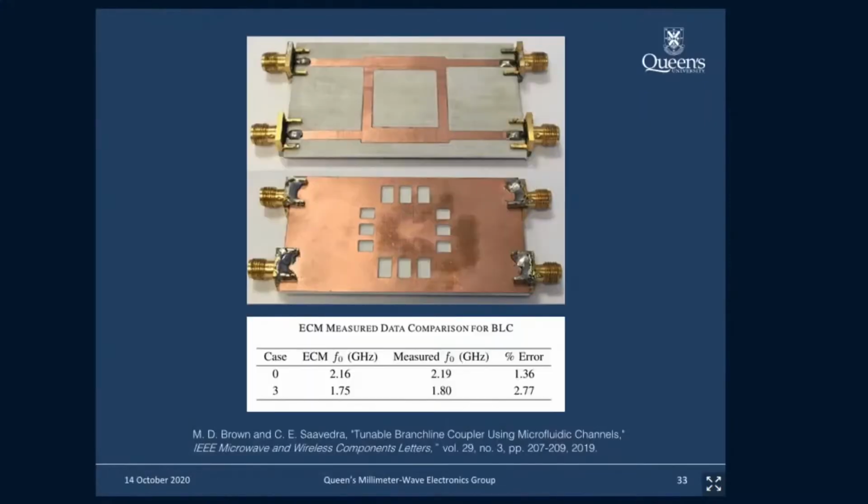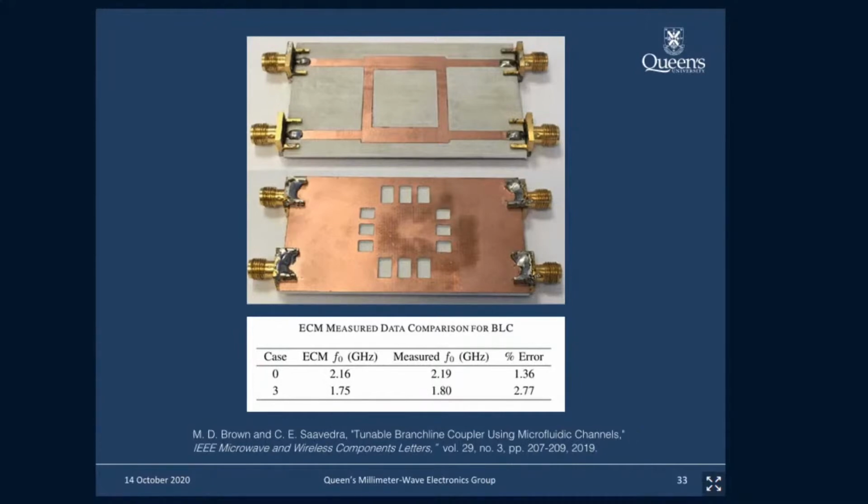Here is a photograph of what the backside looks like with the channels underneath. Now you see that there's no ground plane here. For this prototype, once we filled it with the fluid, we restored the ground plane. We used copper tape to restore the ground plane to be able to do the measurement.